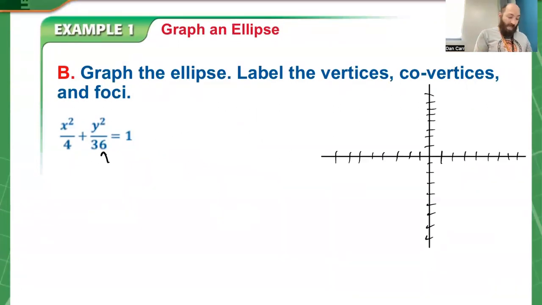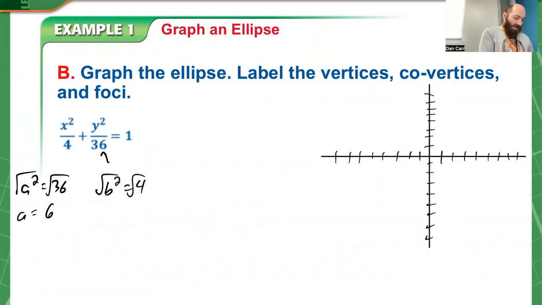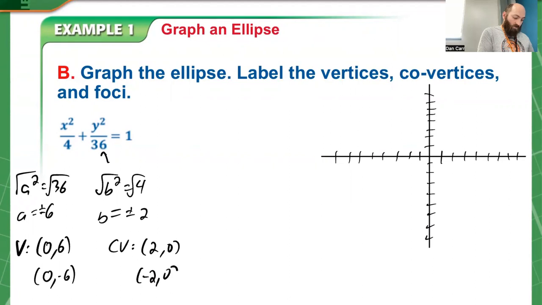Okay, I still want to treat it as a squared. So a squared equals 36. So I square root that. So a is going to be 6. B squared equals 4. So I square root that, and I get, sorry, plus or minus 2. So that means my vertices are, it's going in the y direction, so I'm going to go (0, 6), (0, -6). And then the co-vertices, I'm going to go (2, 0) and (-2, 0).